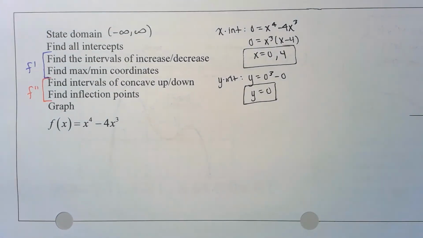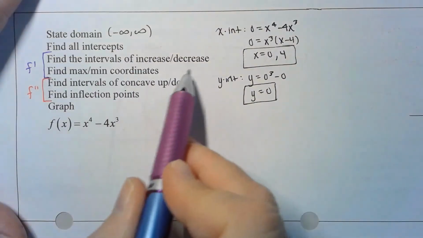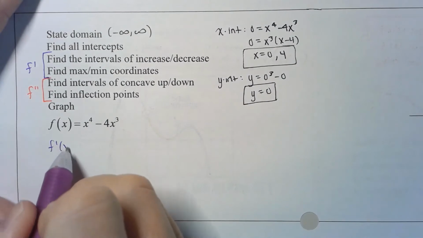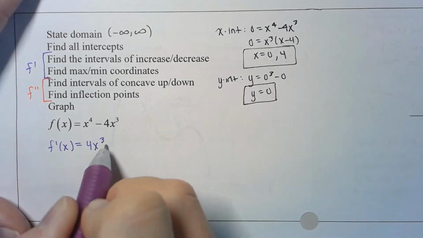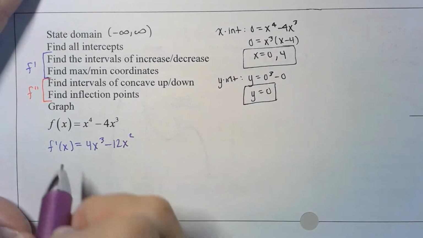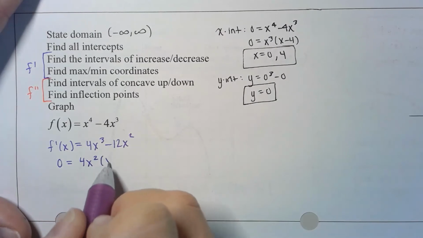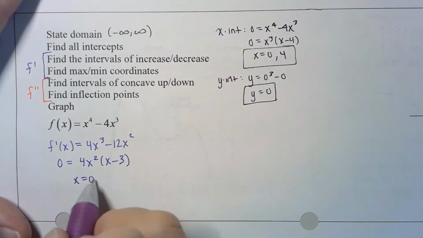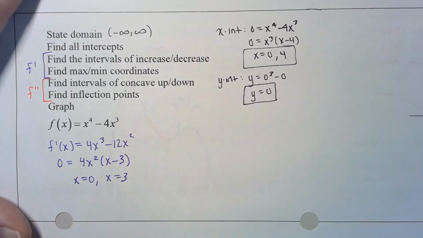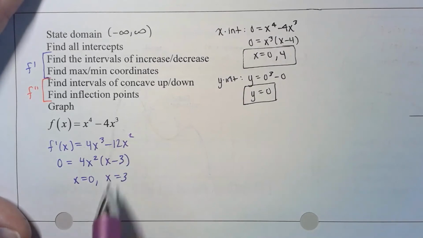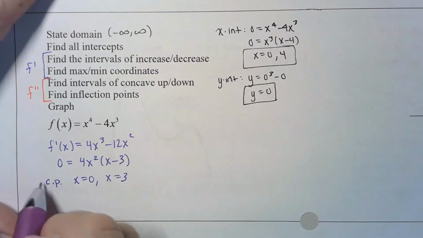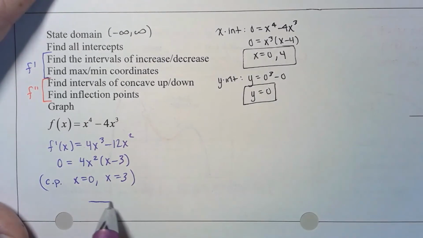That's okay. The next thing is to do our first derivative test. So here we go. F prime of x equals 4x cubed minus 12x squared. I'm going to ask, when does this equal 0? And that happens at 0 and at 3. I'm also going to ask where it does not exist. It's a cubic. It exists everywhere. There's no radicals, there's no logs, there's no denominators. So these are my critical points: x equals 0 and x equals 3.